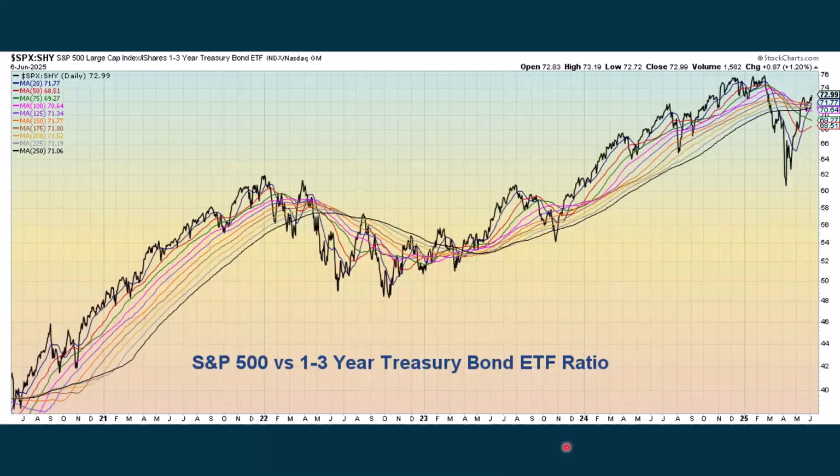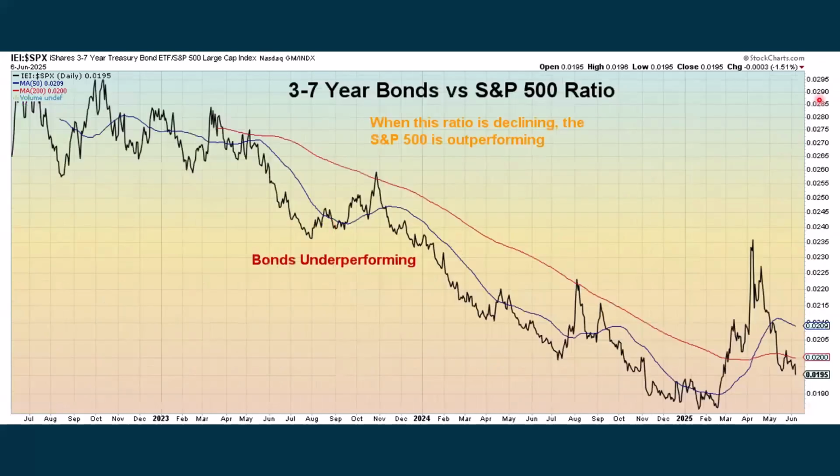Then we look at some ratios between stocks and bonds. This is the S&P 500 to short-term bonds. And when this is going up, that means the S&P 500 is outperforming. Then we look at 3 to 7 year bonds and compare them to stocks. So this is the inverse of what we just saw, only further out bonds, where bonds were really starting to outperform, but lately they've been going back to underperforming.